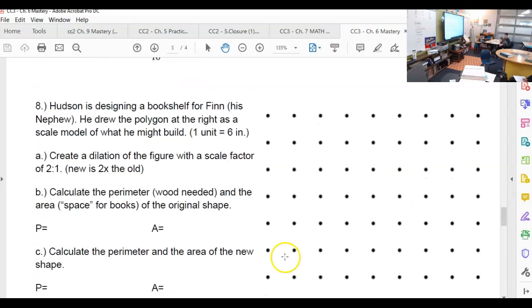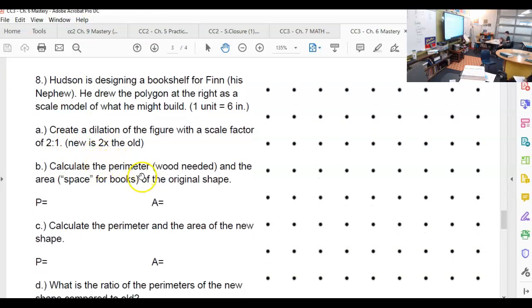I'm designing a bookshelf for Finn. Now this doesn't have the polygon because I drew it on the paper physically, but there will be a picture of a polygon. You will dilate it and then calculate the perimeter and area of the original, calculate the perimeter and area of the new.